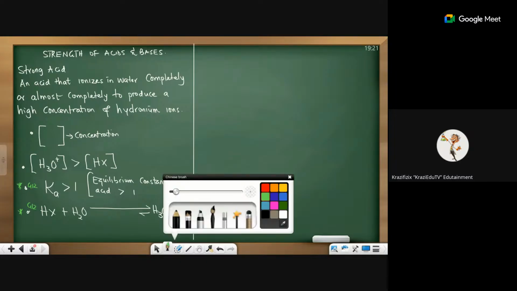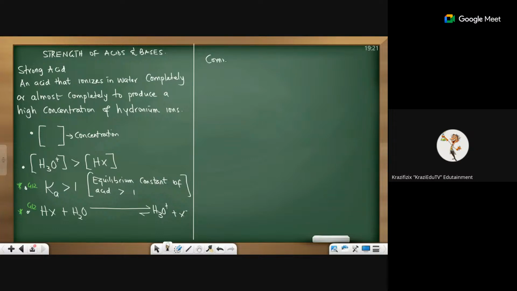Oh, by the way, common examples. We need those. Let me use a table for my examples.